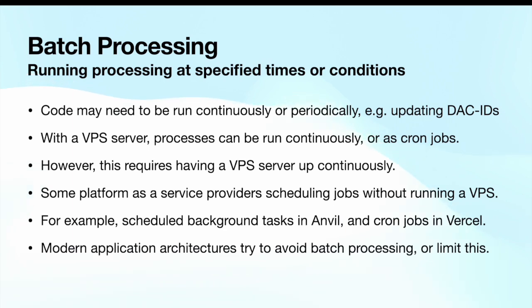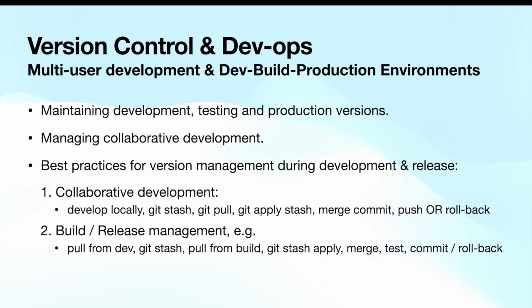Finally, let's talk about version control and DevOps. These are absolutely critical for multi-user development and managing different environments: development, testing, production. It's how we keep everything stable and organized. For collaborative development, we use Git. The flow is, develop locally, then Git stash your changes if you need to pull. Then Git pull to get teammates' updates. Git apply stash to bring back your changes.